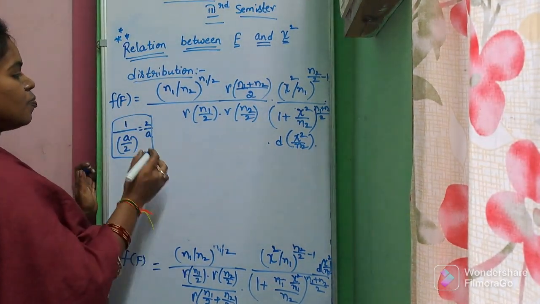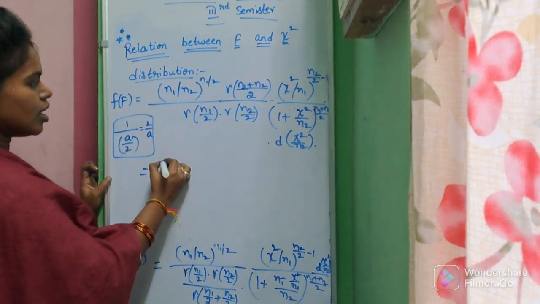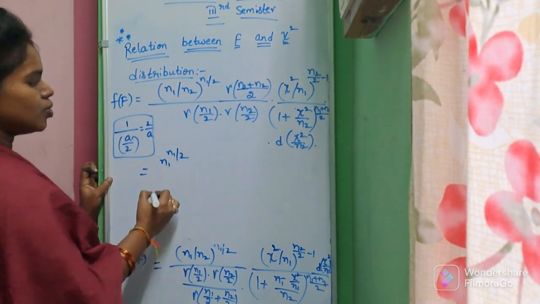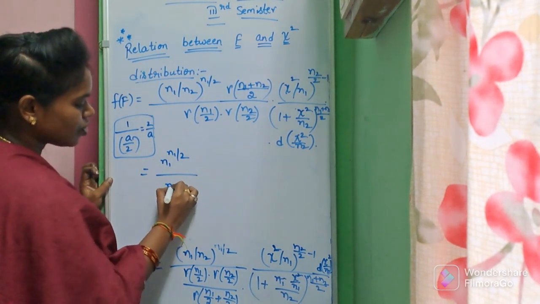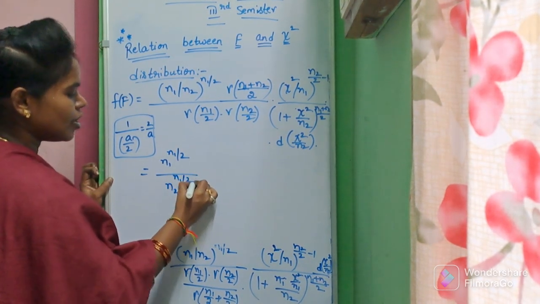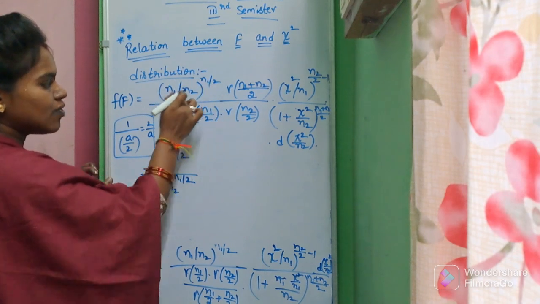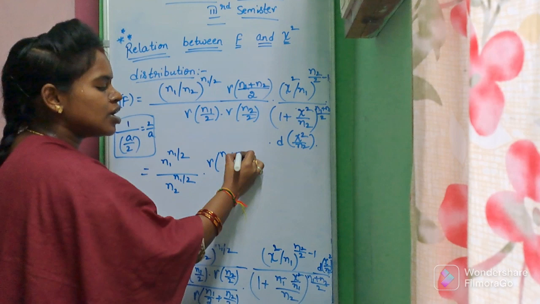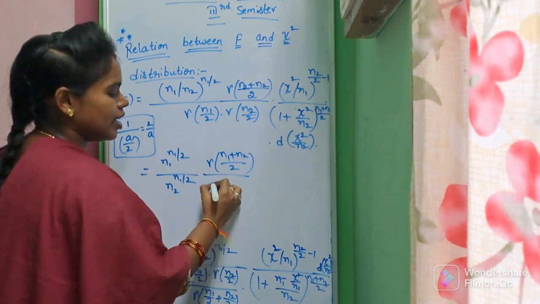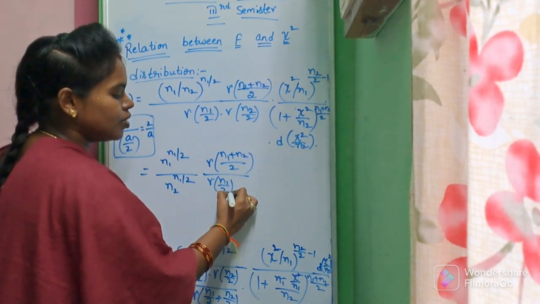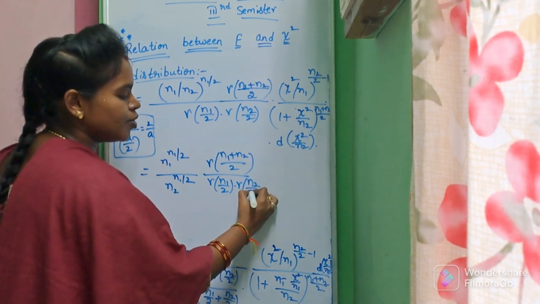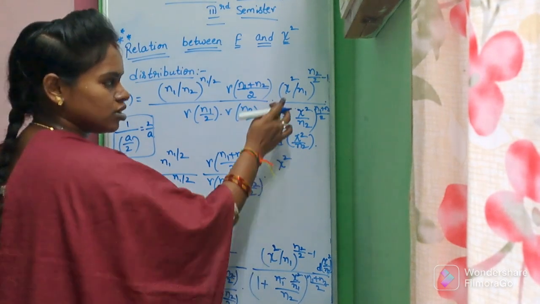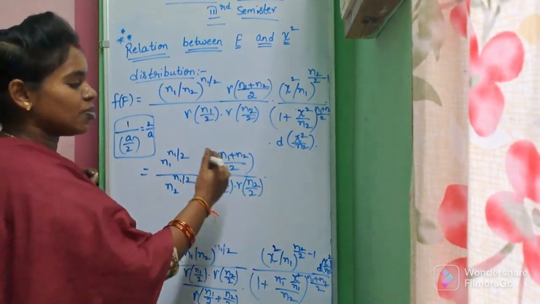Here we can split. One more step we can write n1 power n1 by 2 by n2 power n1 by 2. I am just splitting this power value differently. Gamma of n1 plus n2 by 2 by gamma of n1 by 2 into gamma of n2 by 2 into chi-square power. This one also I just want to split.